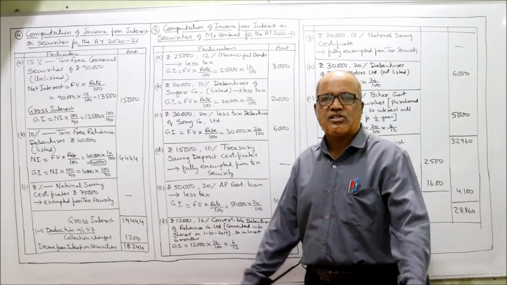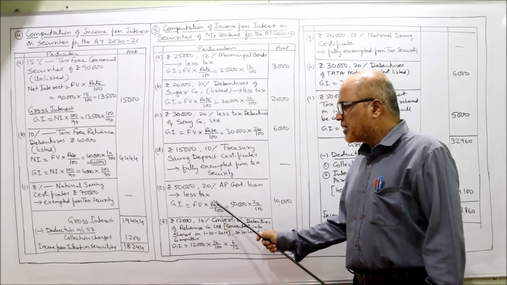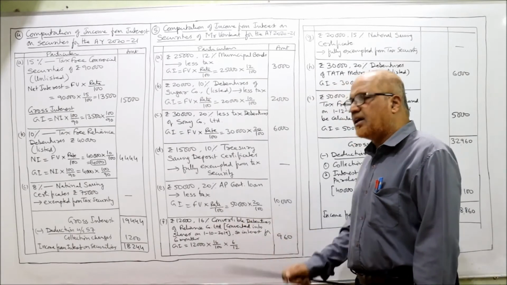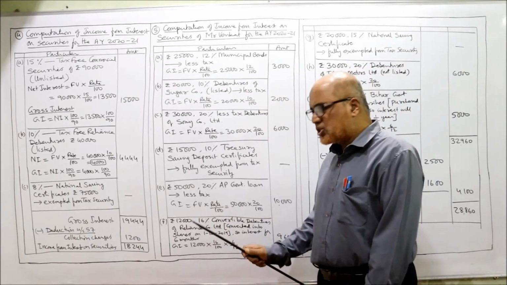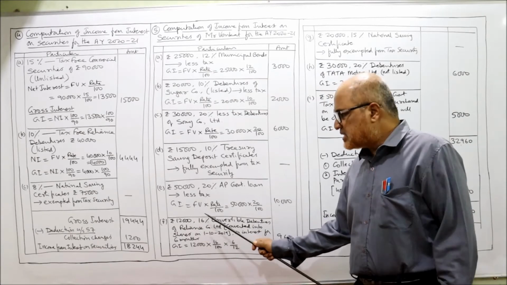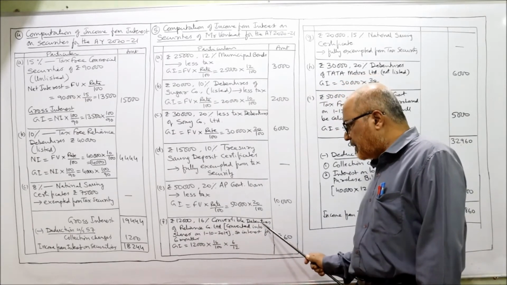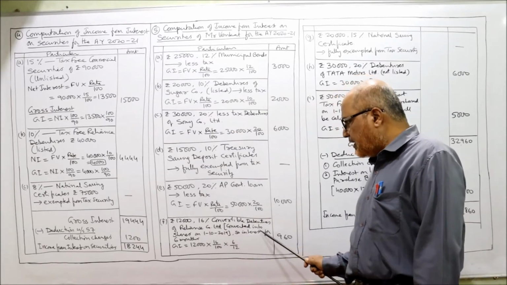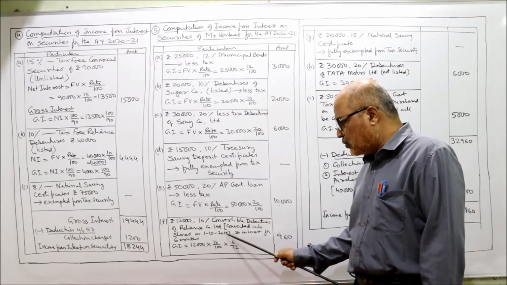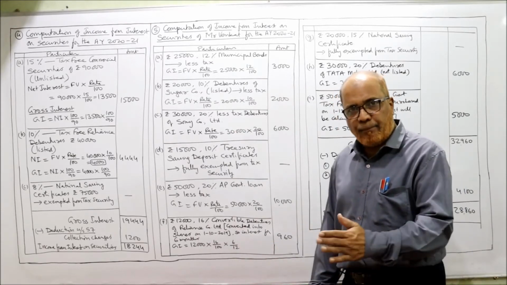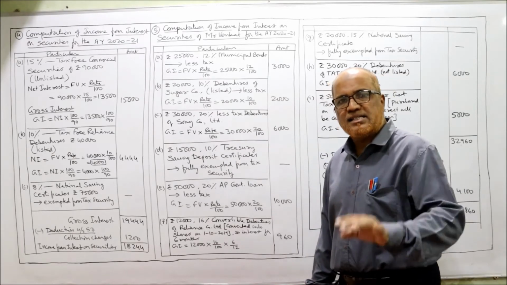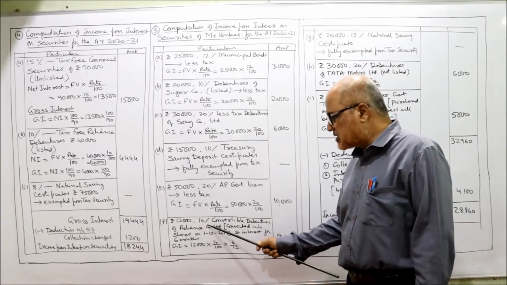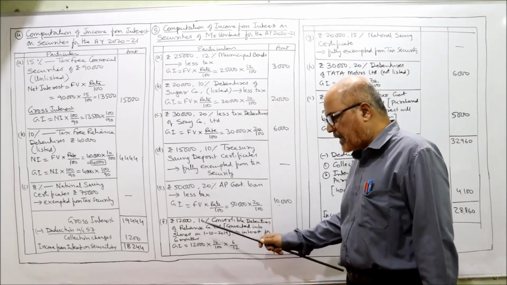GI is equal to face value into rate by 100. So 50,000 into 20 by 100, 10,000. Over. Next one, 12,000, 16% convertible debentures of Reliance Company Limited, converted into shares on 1st October 2019. At the beginning of the year, the assessee is having 12,000, 16% convertible debentures of Reliance Company.